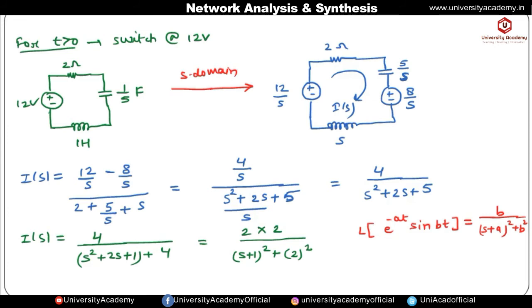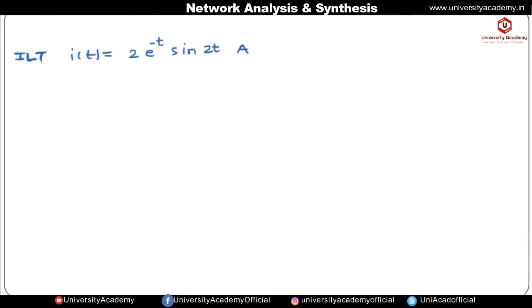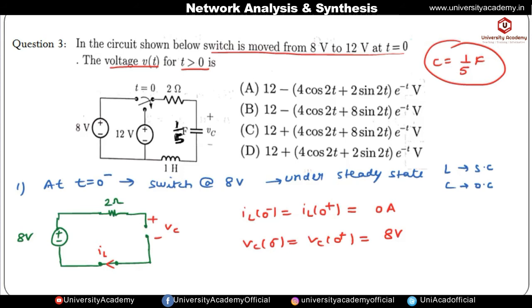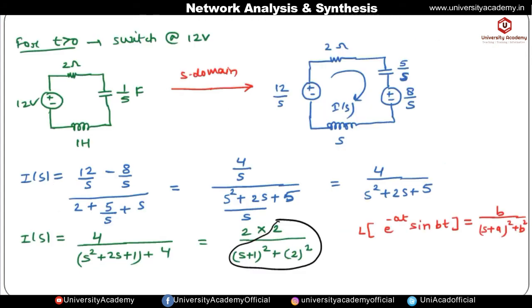So the inverse Laplace of 2 into 2 by s plus 1 whole square plus 2 square is given by e to the power minus t into sine of 2t, since the b value is 2. So we have calculated i of t, but in the question we have to find out the voltage v of t. Voltage v of t is the voltage across this capacitor. So we have drawn the circuit, and suppose this is v of c. We have to find out the voltage across this capacitor.